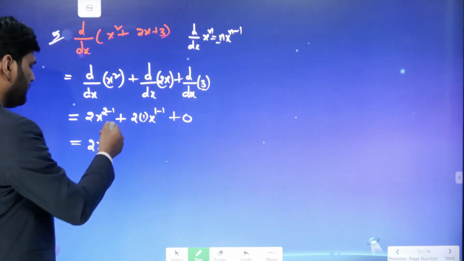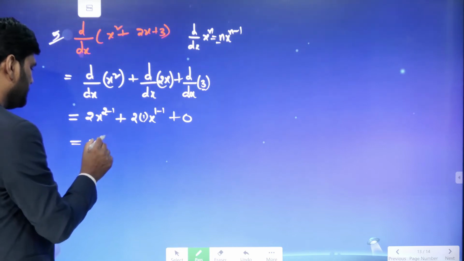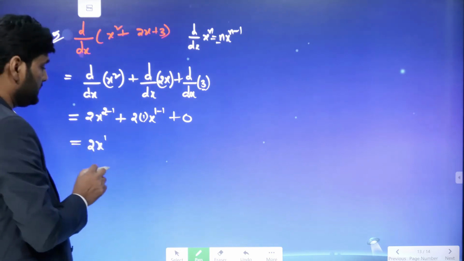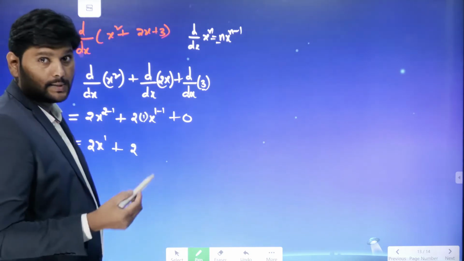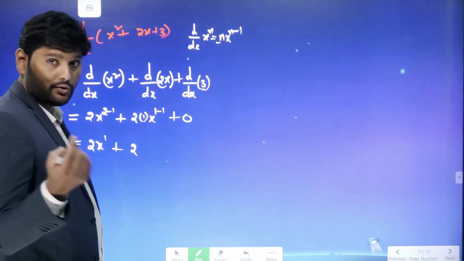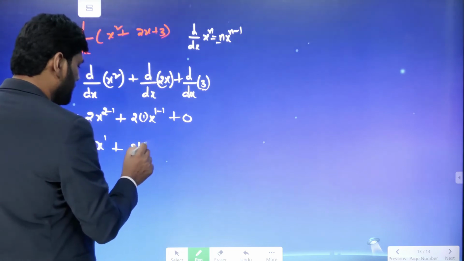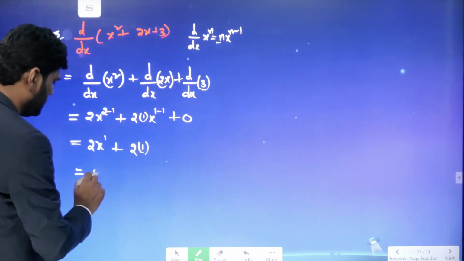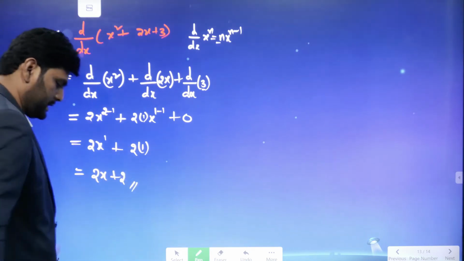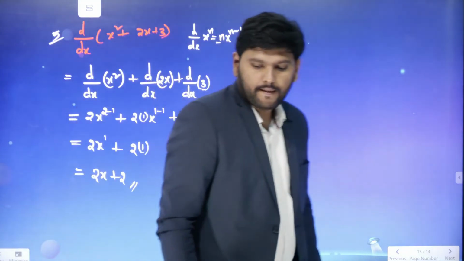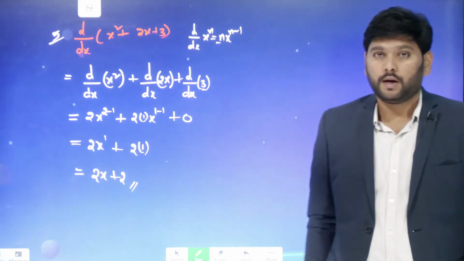Finally, you will get 2x power 2 minus 1 plus 2 into x power 1 minus 1. X power 1 minus 1 is x power 0. X power 0 value is 1. So finally it is 2x plus 2. It is your answer. I hope you are getting it.